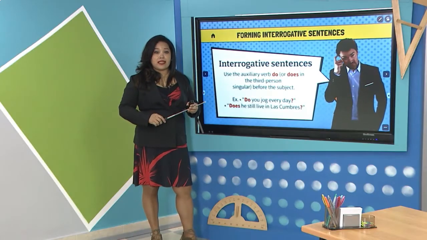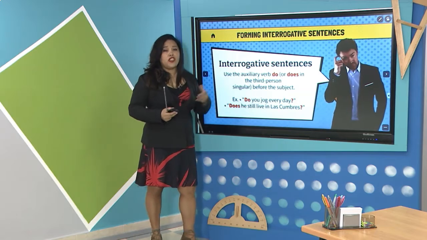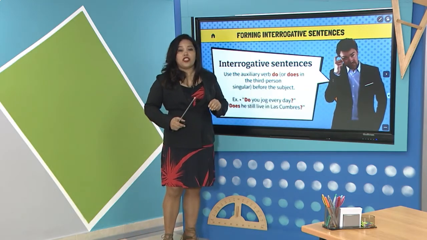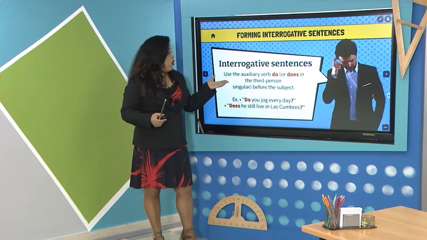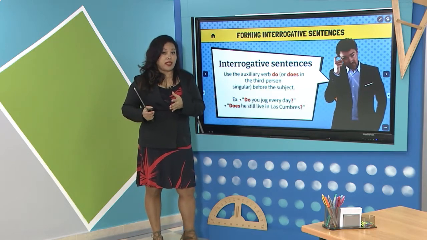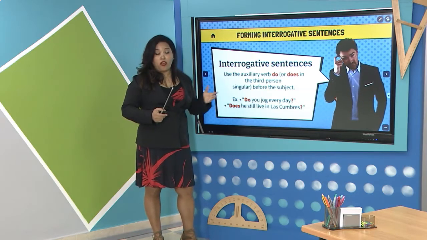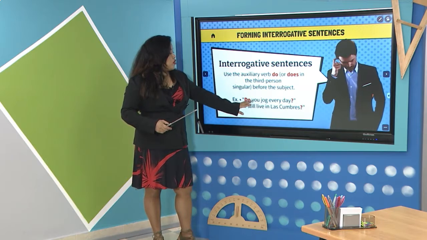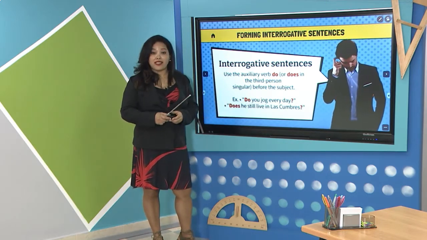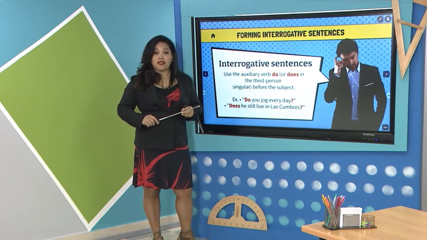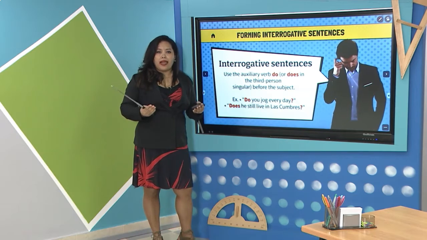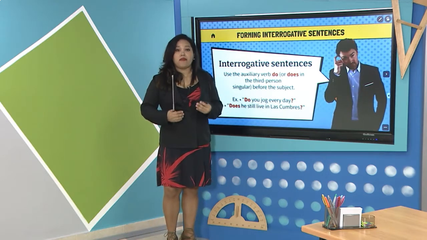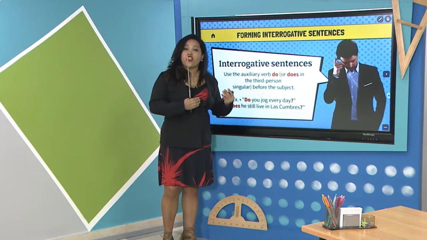What about the interrogative sentences? It is used to ask a question. So they are marked by the question mark at the end. Instead of a period, we add the question mark. So simple interrogative questions also use the auxiliary verb do, but before the subject. And generally, it's uncommon to use the third person subject in an interrogative sentence in simple present. So we have, like in this example, do you jog every day? Or does he still live in Las Cumbres? It is good to mention that negative interrogative sentences also ask a question, but they imply that the speaker expects the answer to be yes. We form this by adding the auxiliary do or does before the subject of the sentence and the word not after the subject.